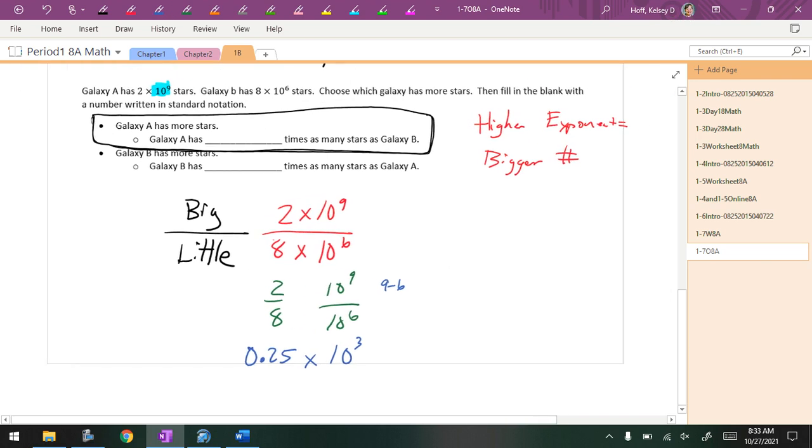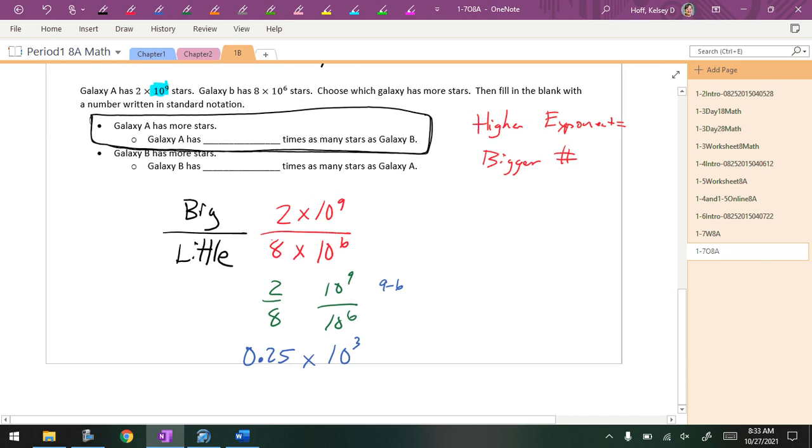Now, here's the deal. This says we have to write our number in standard notation. So this is what we did on Monday, where we have to use our exponent to move the decimal. How many times am I going to move the decimal on this one? 3 times. Am I going to the right or the left? How do you know? It's positive, so you're moving to the right.